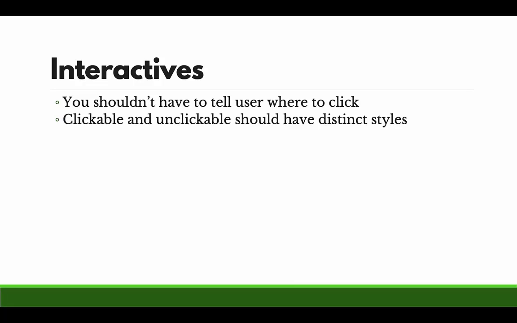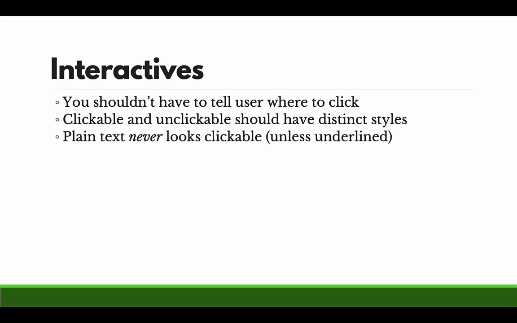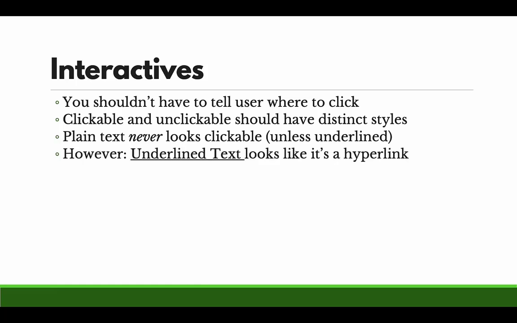You shouldn't have to tell the user where to click. That's always a really good rule of thumb. Clickable versus unclickable should look and feel different. And plain text pretty much never looks clickable, at least in a Storyline or Captivate tutorial, unless it's underlined. But if you are using underlined text, it's going to look like it's a hyperlink, and that's also going to be kind of a confusing experience for your users.